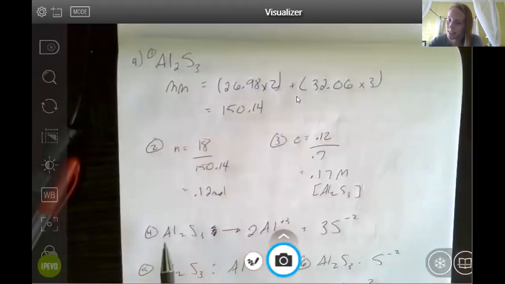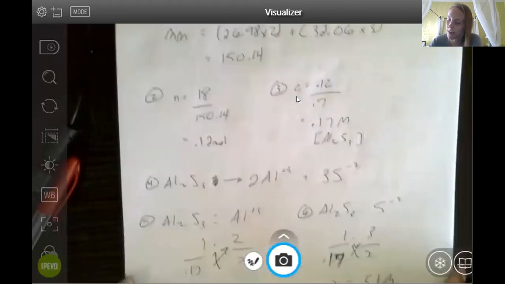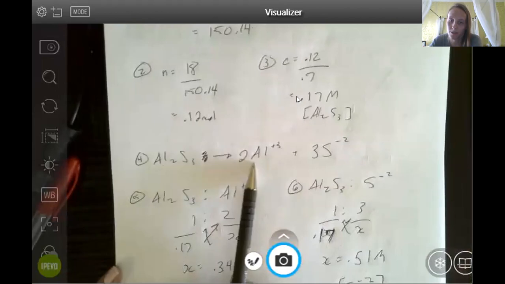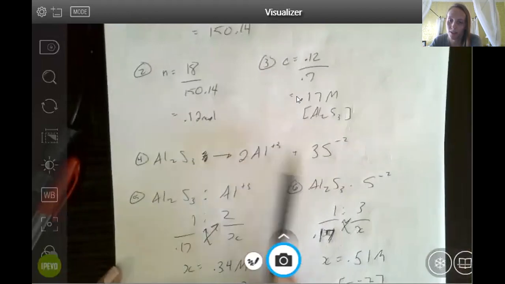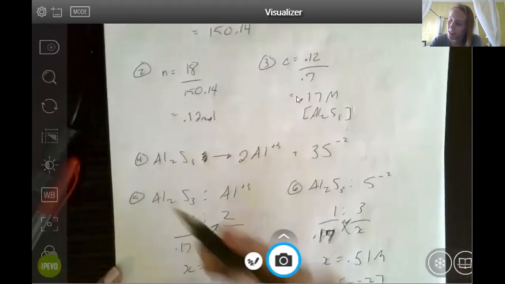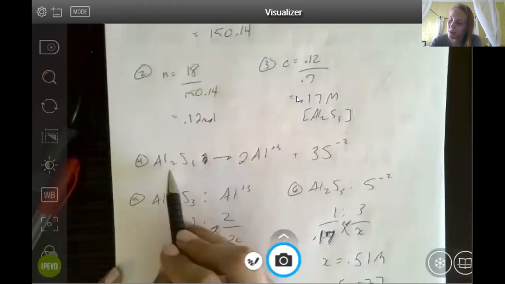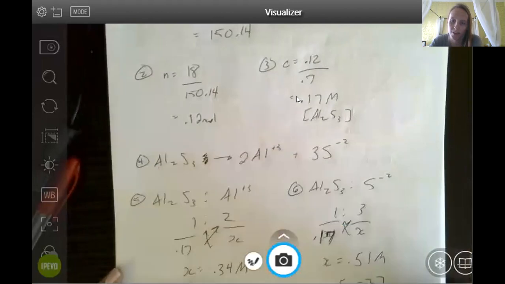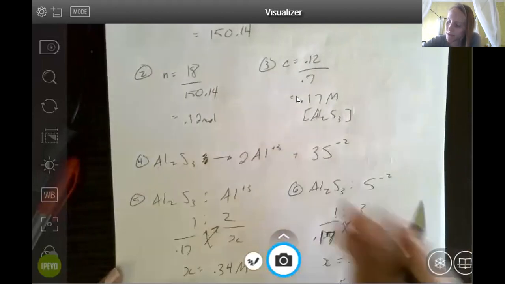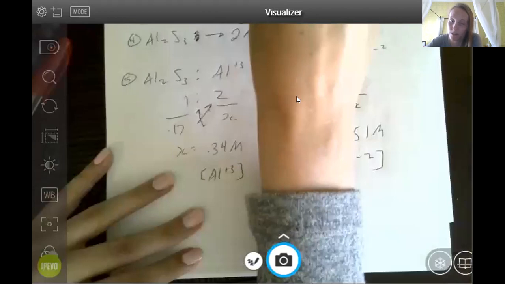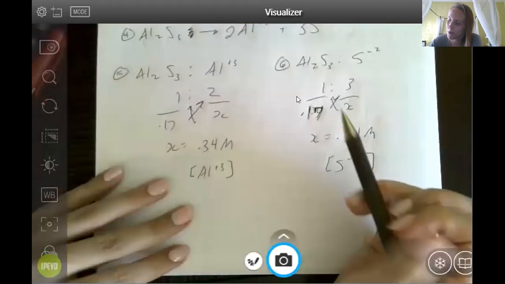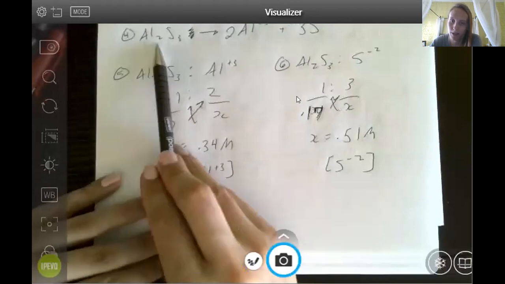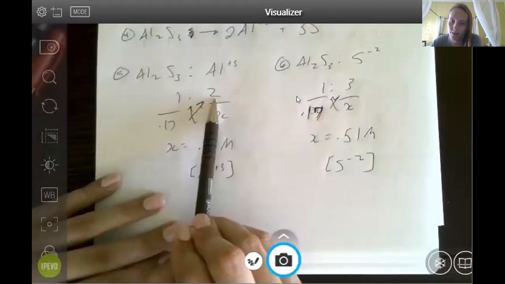The next thing that I did was write out my dissociation reaction. This is an ionic compound, so it's going to dissociate into the aluminum and the sulfide ions. Then don't forget to balance it. We have 2 aluminum and 3 sulfur, so I need 2 aluminum and 3 sulfur on the other side. Then the final 2 steps are to set up my mole ratios. So between the aluminum sulfide and aluminum is a 1:2 ratio.